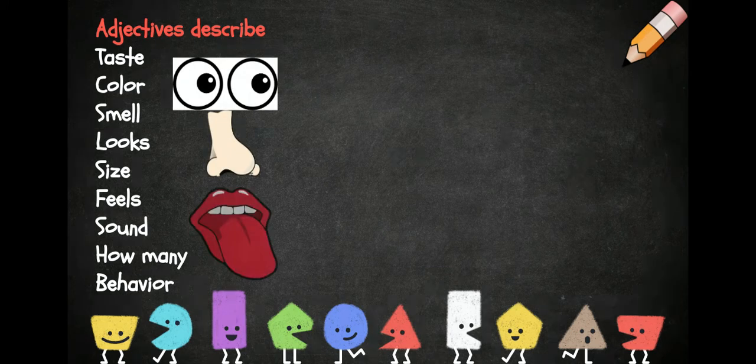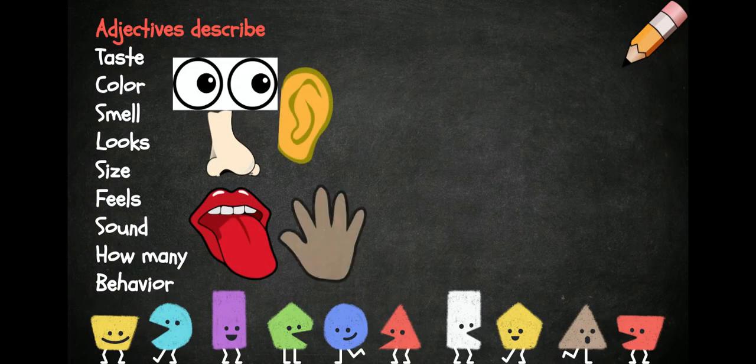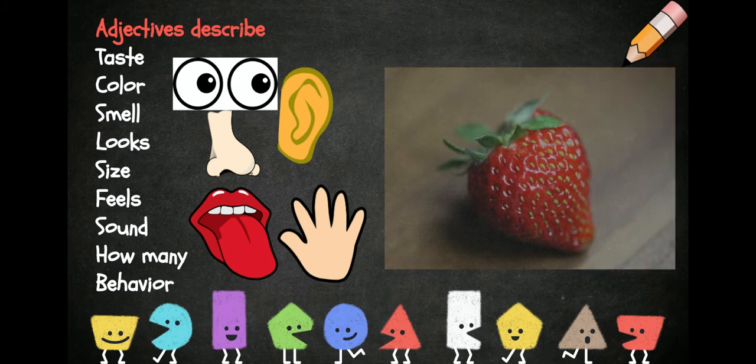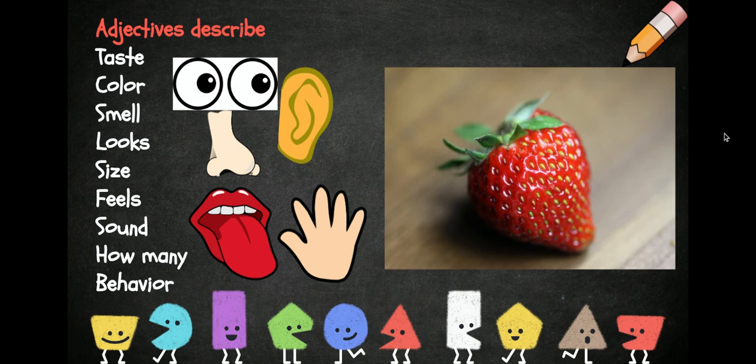smell, taste, hear, and touch or feel. We call these our five senses. When we look or taste or hear or smell or feel a noun, we use our five senses to describe them. For example, this picture of a strawberry.